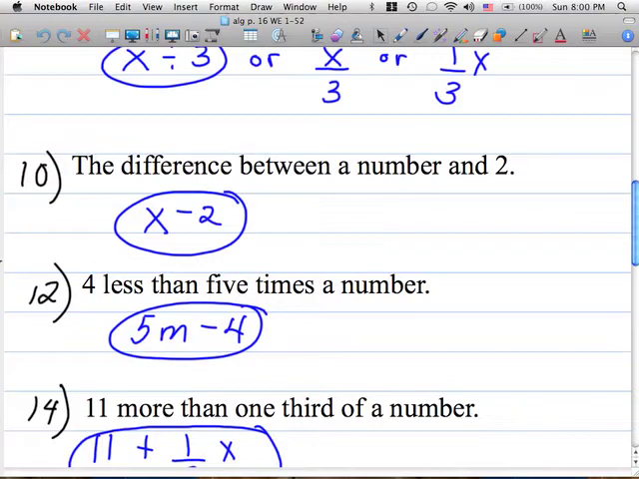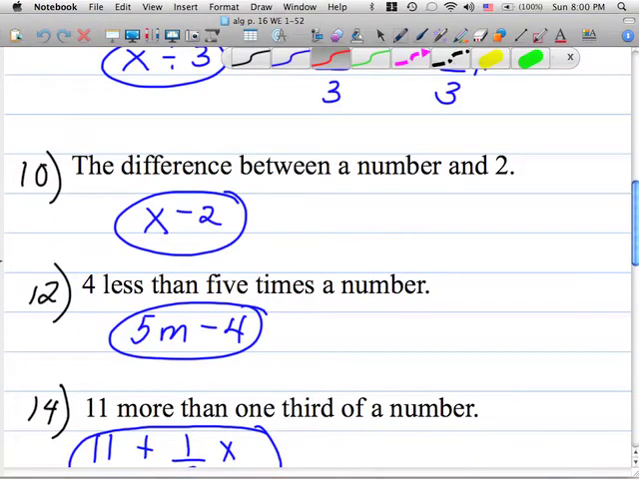Number 12, I see the words less than, and I know immediately I cannot translate left to right. This is that one exception. It says 4 less than 5 times the number. I will have to do 5 times the number first, which I chose the variable m, 5m, and then minus 4.